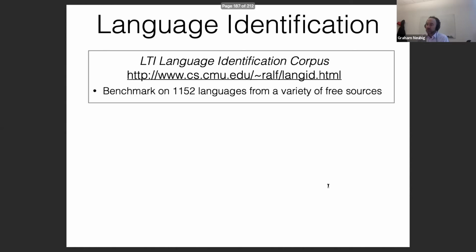Actually, one of the largest language identification corpora was created by Ralph Brown here at LTI. It's a benchmark on 1,152 languages from a variety of free sources. So this is a widely known data set here.